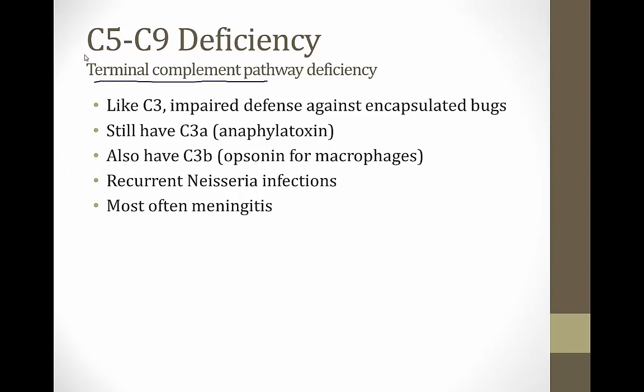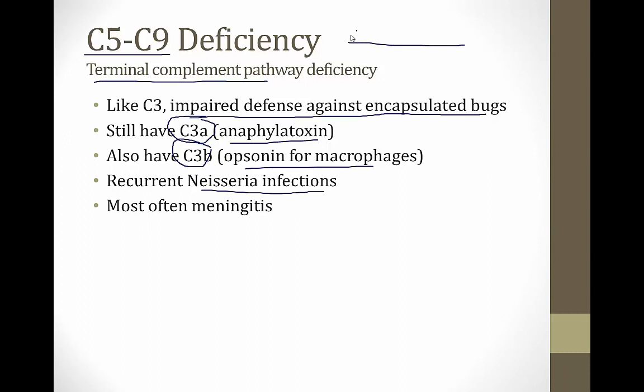So this involves deficiency in C5 through C9. So just like the children who are deficient in C3, these children have impaired defense against encapsulated bugs. However, they do still have C3a, which is an anaphylatoxin, and they also have C3b, which is an opsonin for macrophages. So they're not quite as bad off as the children who are C3 deficient. What children with a terminal complement pathway deficiency develop are recurrent Neisseria infections. For reasons that aren't completely understood, Neisseria seems to be the worst offender in people who have this type of deficiency.